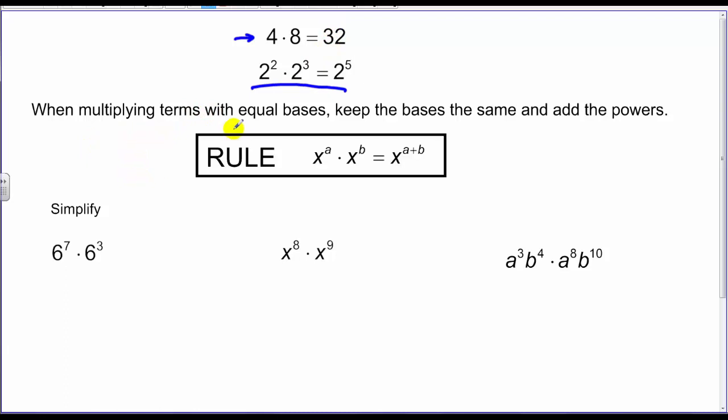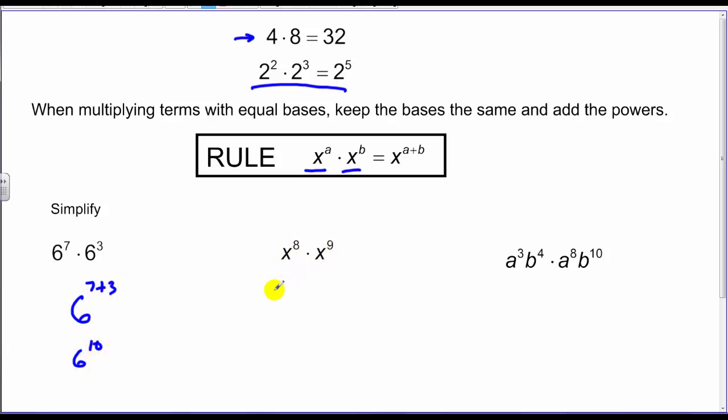When multiplying terms with equal bases, you want to keep the base the same, and then you want to add the powers. So if I have x to the a times x to the b, x is our same base. We add the two powers and keep the base the same. So I have a few examples here. 6 to the 7th times 6 to the 3rd is going to be keeping the base the same, 6, add the two powers, 7 plus 3, or 6 to the 10th.